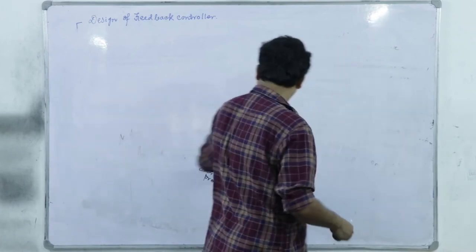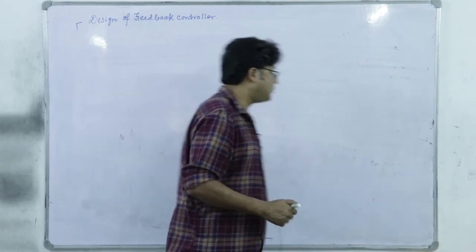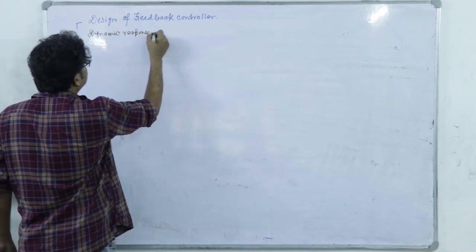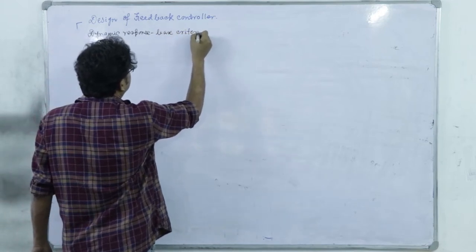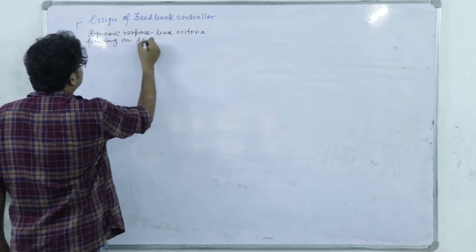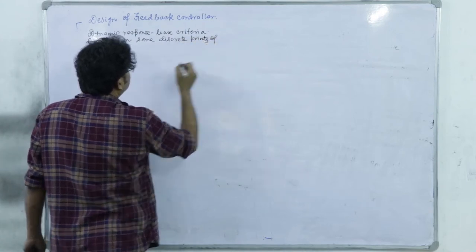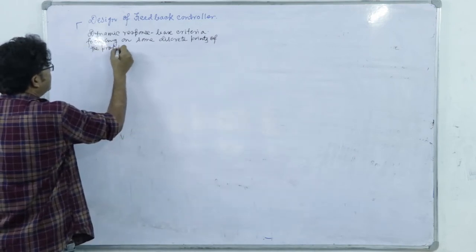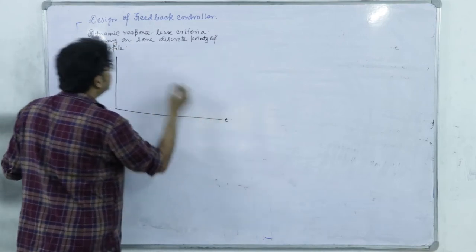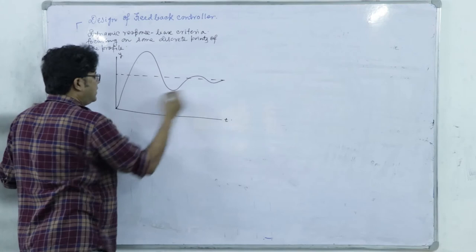So, we will focus on the dynamic response criteria which are based on some specific points of the entire profile. So, the topic is dynamic response based criteria focusing on some discrete points of the profile, right? Like, let's say this is the desired value and we have two different profiles.